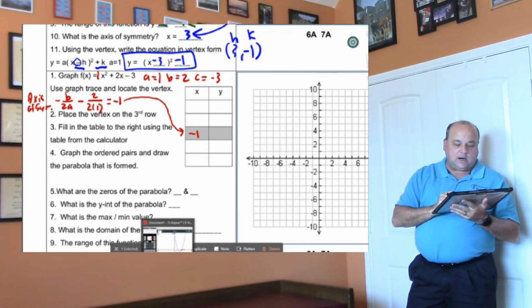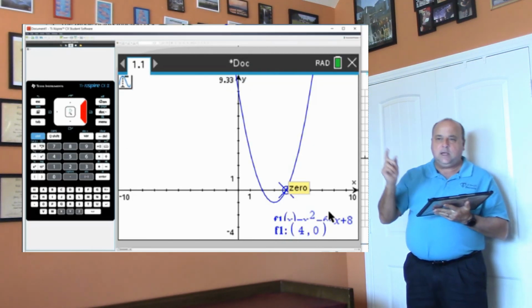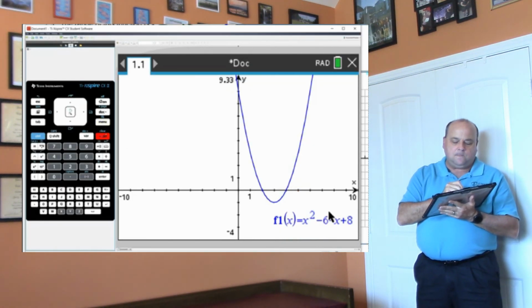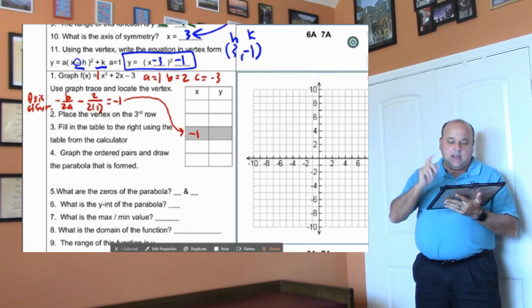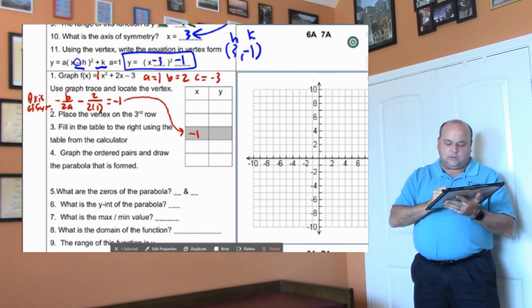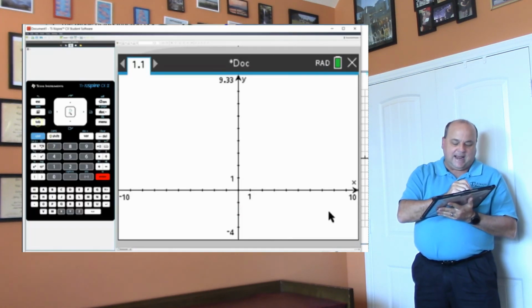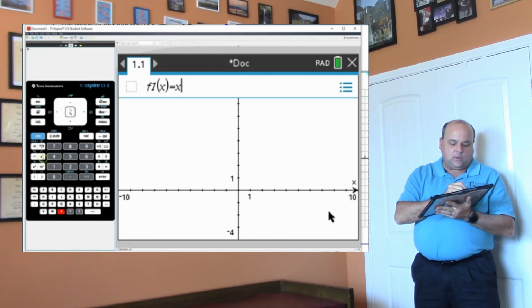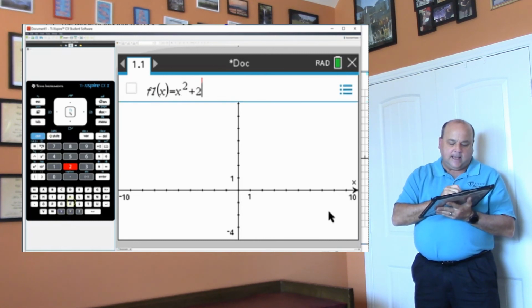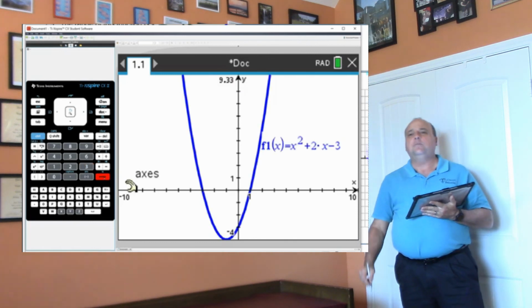So I'm going to go to the calculator, x squared plus 2x minus 3. Delete, delete, delete. That deletes the graph. Hit enter. And then again, x squared plus 2x minus 3. So I'm going to do tab. Tab's the quickest way to get that up there. X squared plus 2x minus 3, hit enter, and I get a parabola.